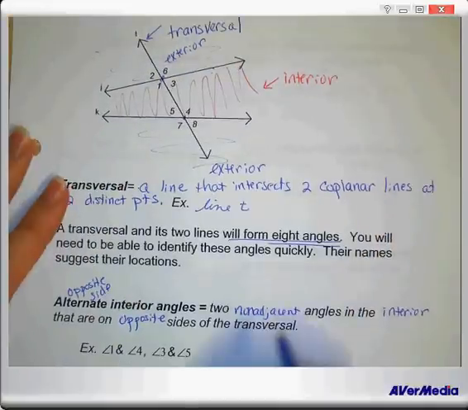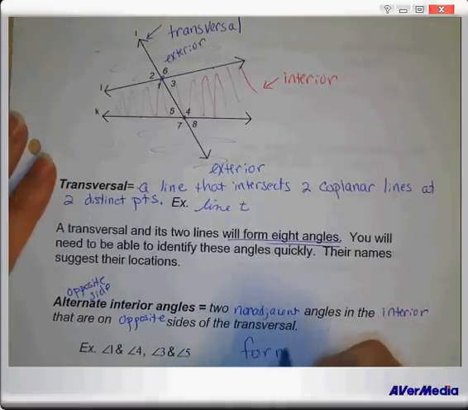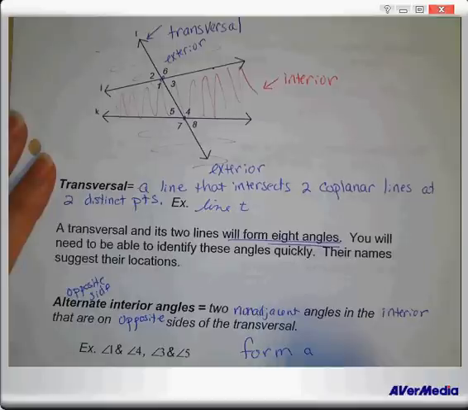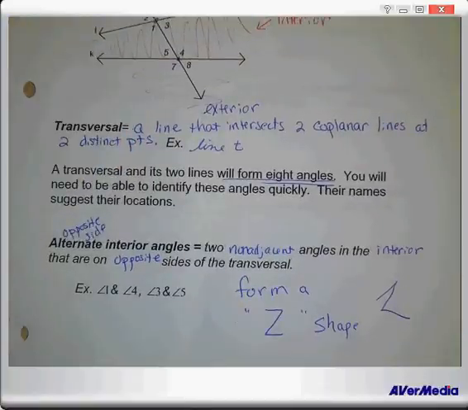But when you look at it, think about alternate interior angles. They are going to form a Z shape. Now, it can be a very ugly looking Z. It could look something like this. It doesn't matter, but these two angles would be the ones that are alternate interior with each other. So we work with that.